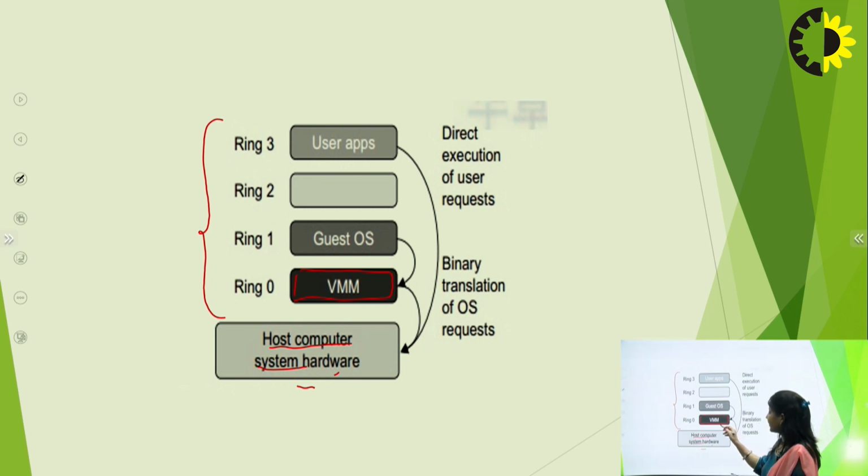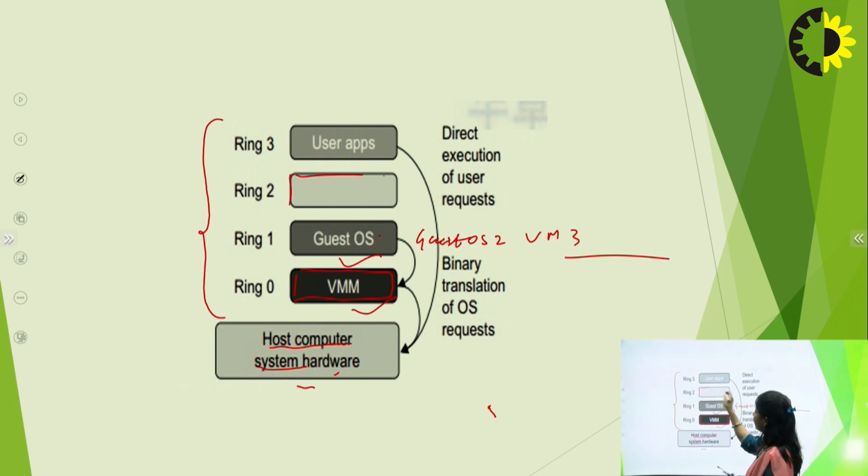When we attach or install this VMM, we can create different virtual servers on one physical server. We have here the guest operating systems. It can be guest OS 1 or guest OS 2, or we can say VM1, VM2, VM3. So we can deploy multiple virtual machines over that physical server, and above that at ring 2 we have the device driver interfaces.